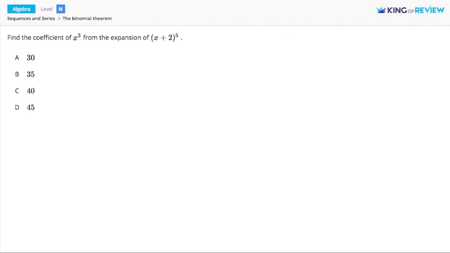Here we need to find the coefficient of x to the third in the expansion of (x + 2) to the fifth. x + 2 is a binomial, it has two terms, and we need to multiply it by itself 5 times. Actually doing that multiplication would be very time-consuming, and it would be very easy to make a small error somewhere. Instead, there's a nice shortcut called Pascal's triangle.